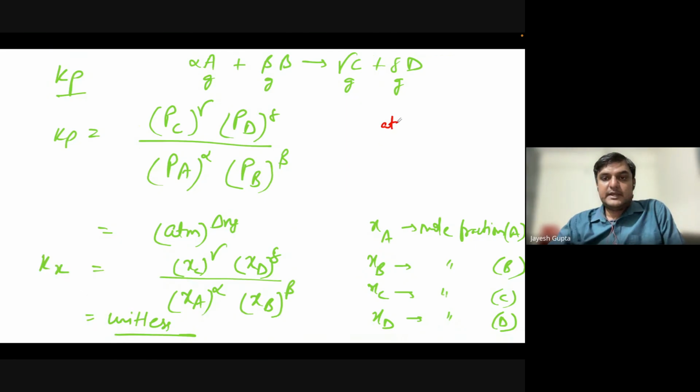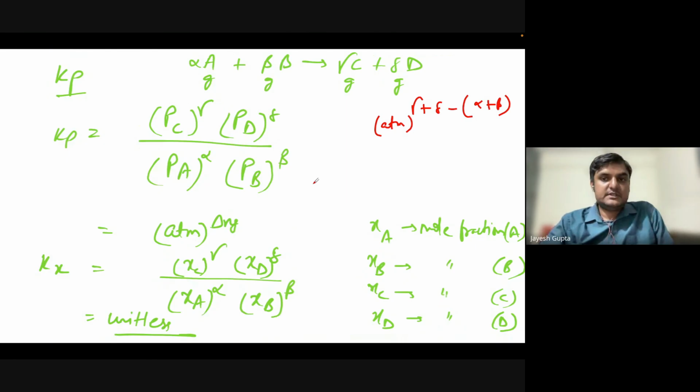It will be like this one, atm to the power gamma plus delta minus alpha plus beta. Whenever we are taking the difference of the coefficients of products and reactants, that will be known as delta ng. That's why your unit becomes atm to the power delta ng. For delta ng, you have to see the coefficients for product and reactant, take the summation, and whatever you get, put it in atm to the power delta ng. So that will be your Kp unit.